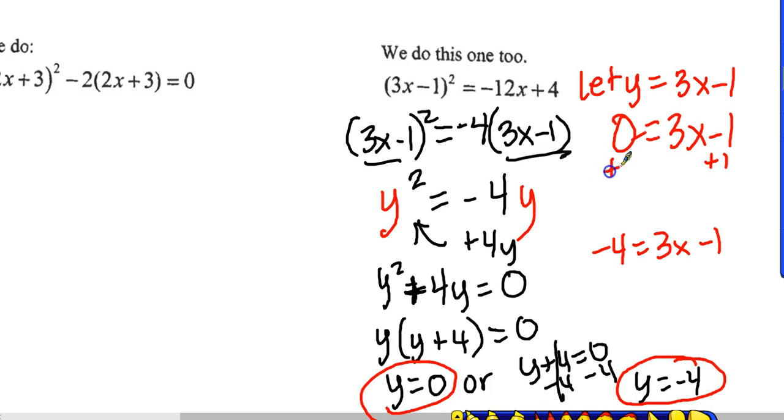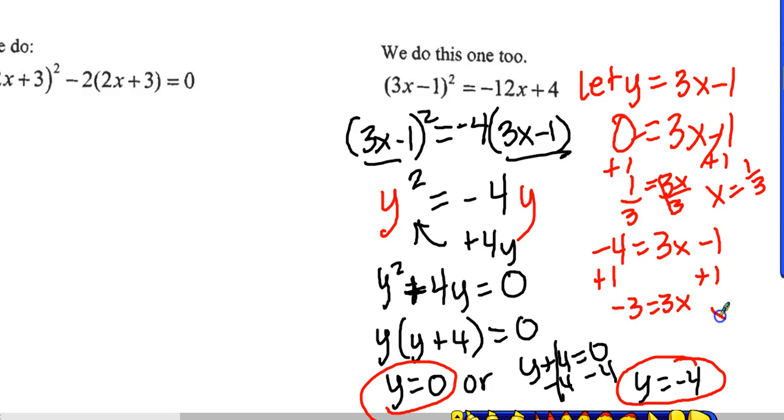So we'll add 1. 3x equals 1. Divide by 3. x equals 1/3. Or we'll add 1. Negative 3 equals 3x. So x equals negative 1. And we'll get our final solution.